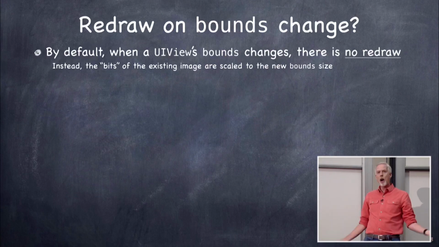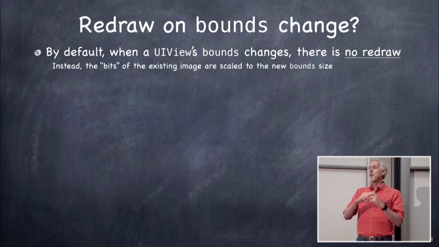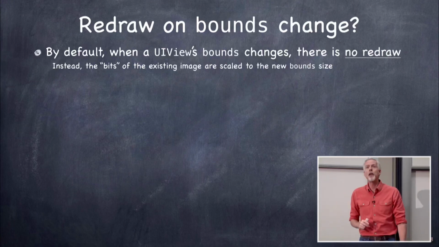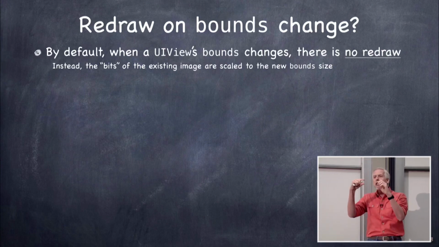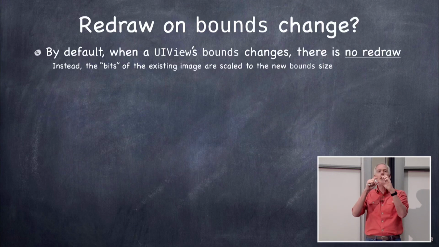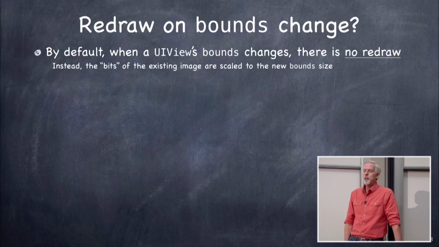You're going to have to redraw all of your stuff, usually. Unfortunately, that's not the default. Okay, in iOS, when your bounds change like that, it does not redraw you, believe it or not. It takes all your bits and squishes them. Okay? So it looks absolutely terrible most of the time. Okay? It just smashes the bits, squishes them down, stretches them out to fit your new bounds. Okay? Which you almost never want.